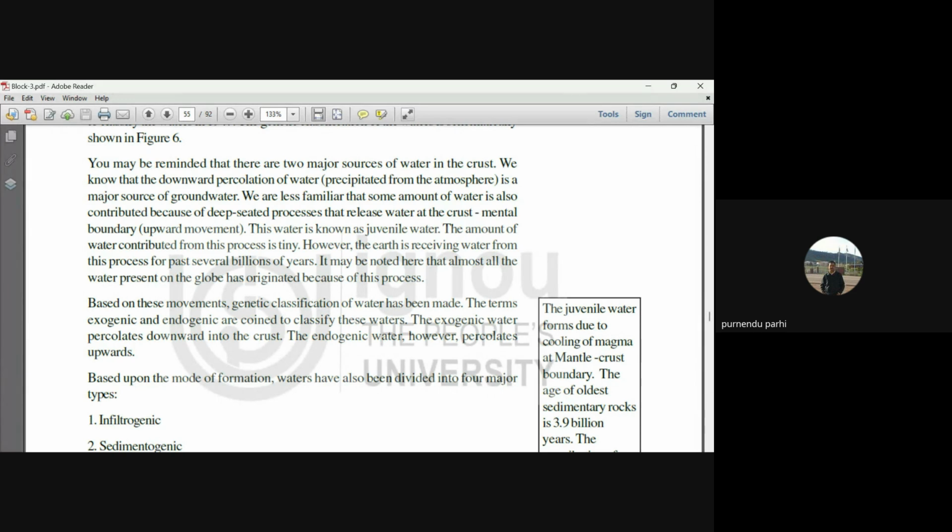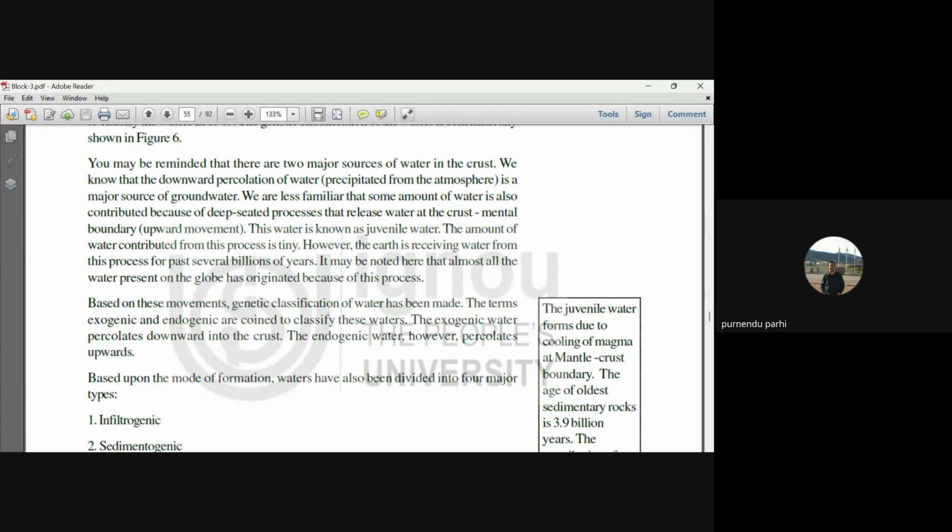The water is known as juvenile water. The amount of water contributed from the process is tiny. Therefore, the earth has been receiving water from this process for the past several billion years. It may be noted here that almost all the water present on the globe has originated because of this process.